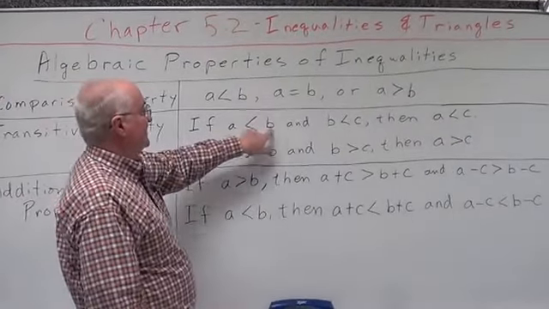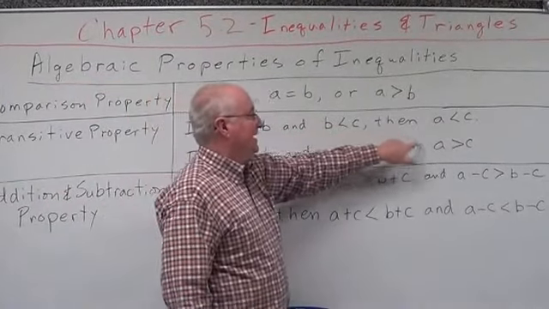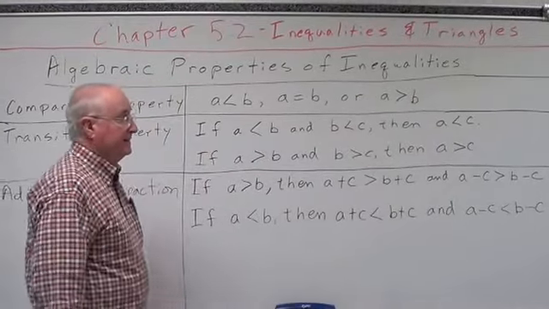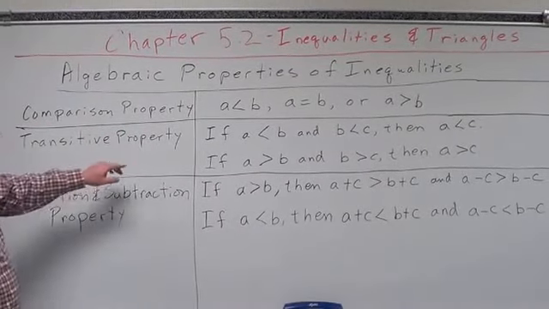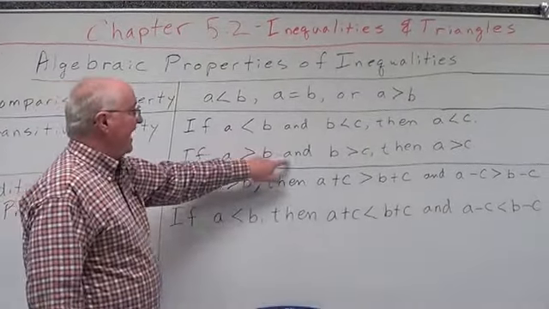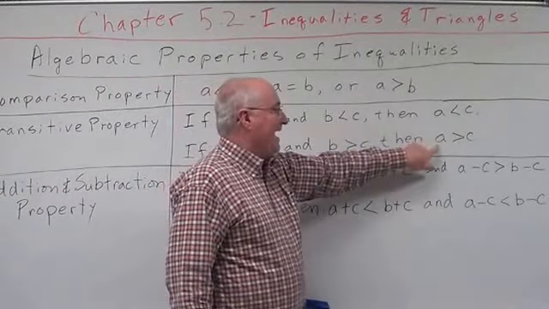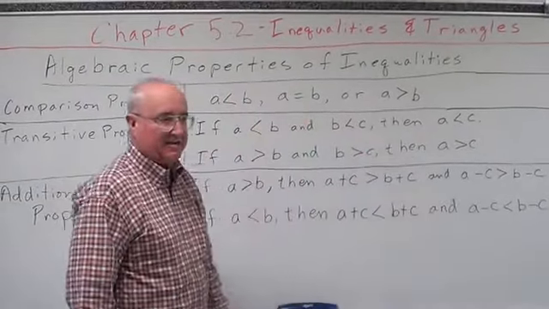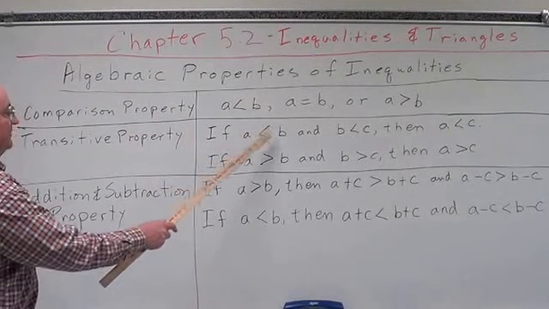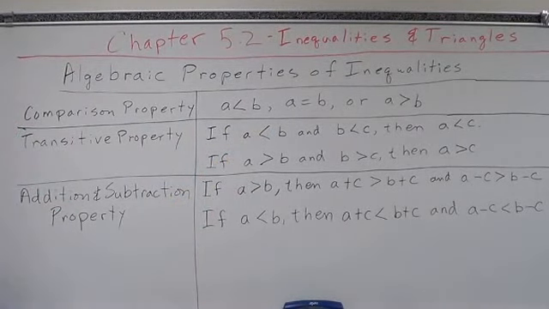Transitive properties of inequalities. If a is less than b and b is less than c, then a is less than c. Also, if a is greater than b and b is greater than c, then a is greater than c. This is the transitive property of inequalities. It's like the transitive property of equalities.